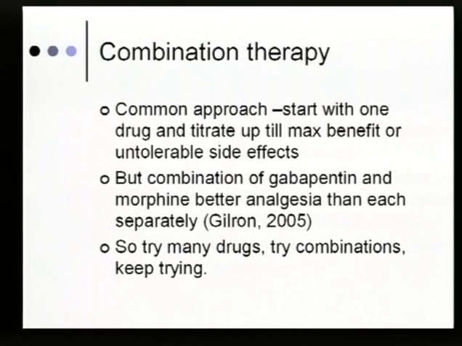Common approach is to start with one and titrate it up, like I said, until you're knocked out. But there have been some recent studies that show that a combination of gabapentin and morphine might provide better analgesia than each separately, at lower doses for each. So I think we'll see more studies maybe of combinations too. And I'll stop with that.